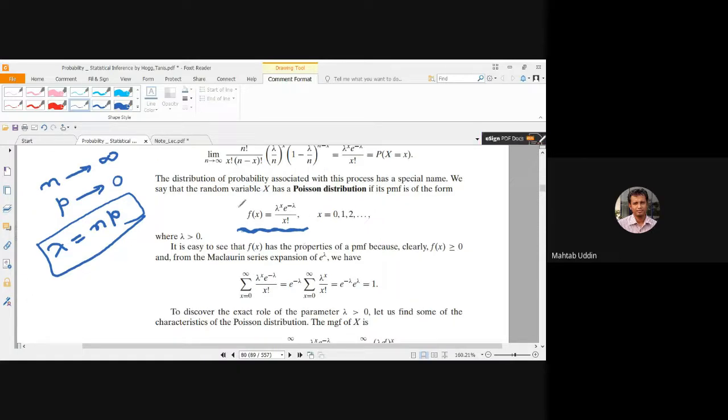So you can see f(x) is lambda to the power x, e to the power minus lambda, over x factorial, x from 0 to infinity. That is, you can have one success, two successes, three successes, though the rate of success is very low. But since this is a Poisson distribution, you must show the total probability is 1. Am I right?